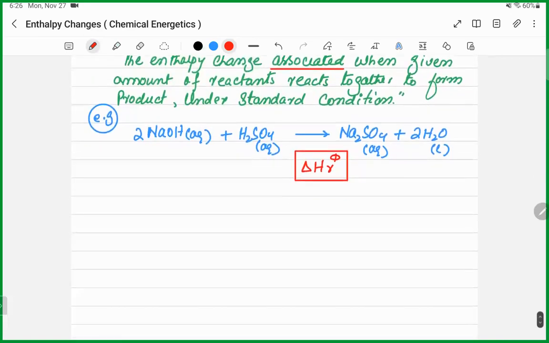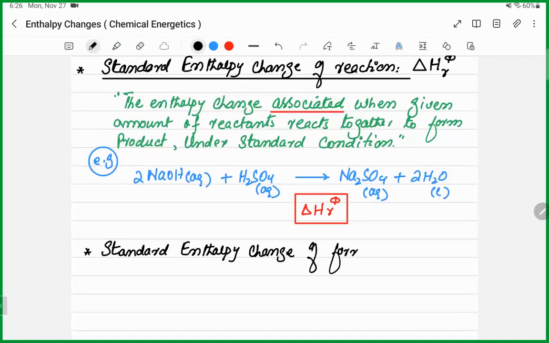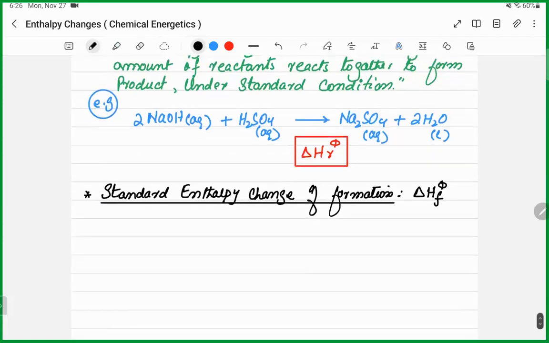ठीक है? Now moving towards a more specific definition, which is the definition for the standard enthalpy change of formation. Standard enthalpy change of formation. सिंबल क्या होना चाहिए? डेल्टा एच स्टैंडर्ड और फॉर्मेशन का एफ. ठीक है, रिएक्शन का आर, फॉर्मेशन का एफ, delta H f, which is the standard enthalpy change of formation.